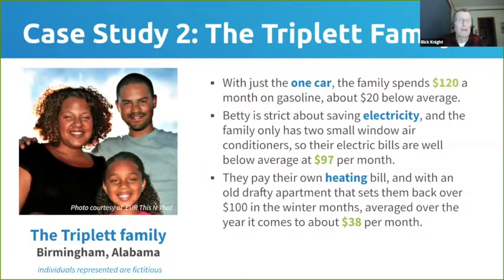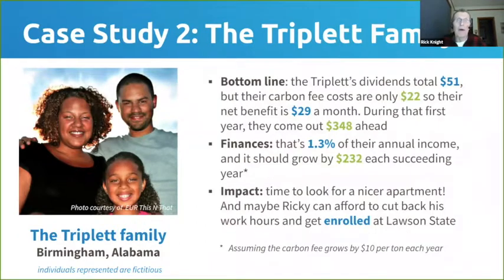So then they just have two small window air conditioners. So their electric bills average $97, quite a bit less than the predicted 110. But in their old drafty apartment, their heating bills average out to $38 a month, a little bit higher than predicted. The bottom line, the triplets' dividends are $51.